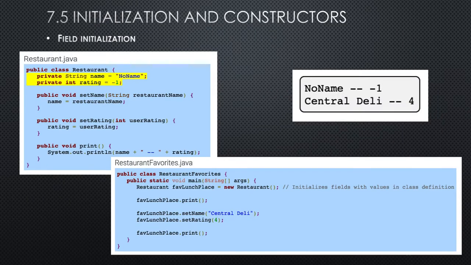7.5 we have initialization and constructors. Here the string is being declared private. This is good practice. In this program, it will first run restaurant.java and then followed by restaurant favorites.java.